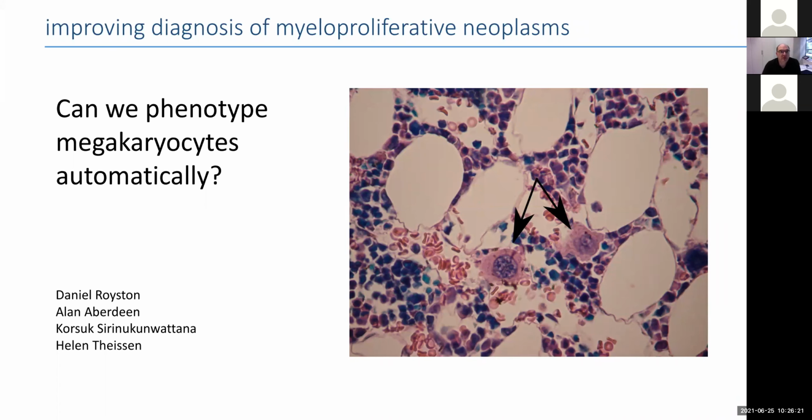It addresses the diagnosis of myeloproliferative neoplasms, which are forms of blood cancer. And this is work here led by a pathologist called Daniel Royston. And in that context, megakaryocytes, which you see on the right, these are basically larger cells, platelet-producing cells, play a significant role in diagnosing the disease.